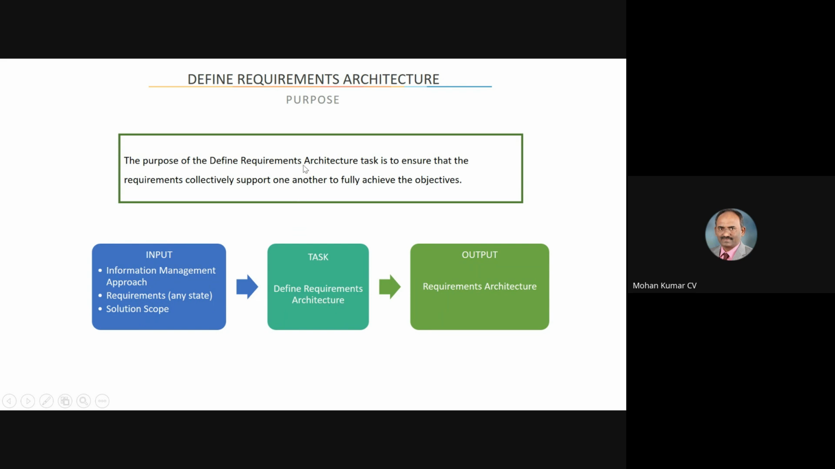Basically, what do you mean by architecture is the question. The define requirements architecture task is to ensure that the requirements collectively support one another to fully achieve the objectives. You need to say which requirement is dependent on which requirement, which is first, which is second. What are the attributes? Like I was talking about yesterday, when you take the requirements, you put them into a requirements traceability matrix, and then you put in MoSCoW analysis. You know MoSCoW analysis, Fola? Yesterday I was explaining it.